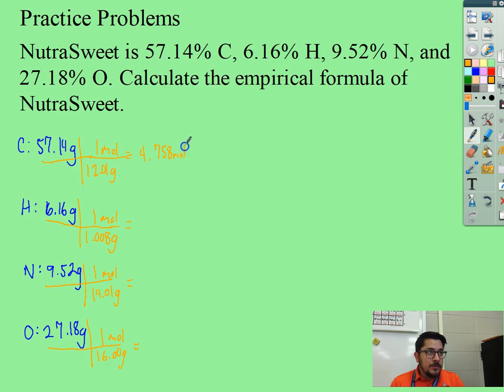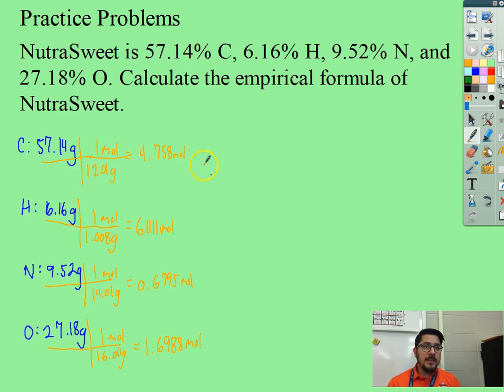4.758 moles, 6.1111 moles, 0.6795 moles, and 1.6988 moles. All right, that's step 1.